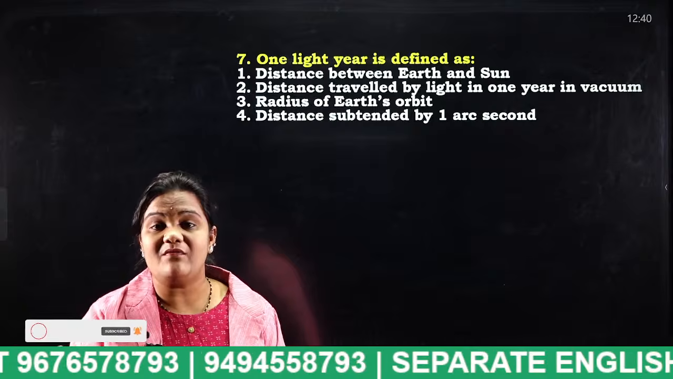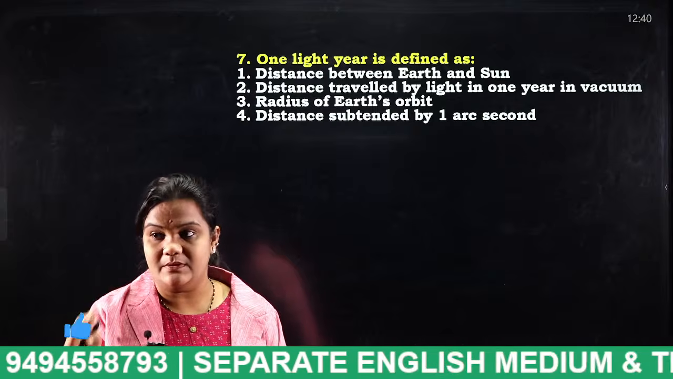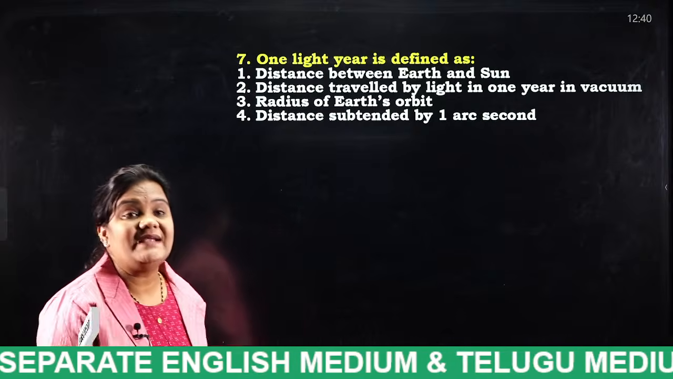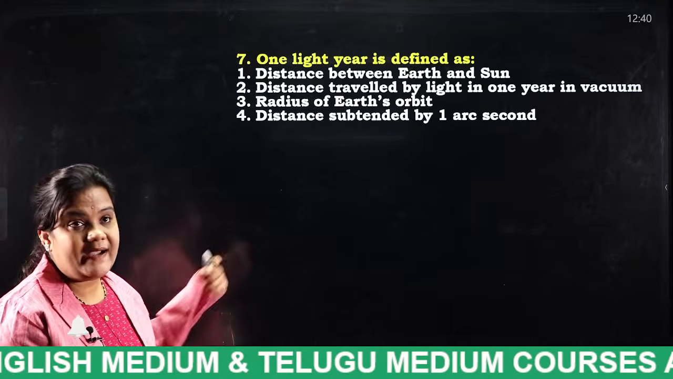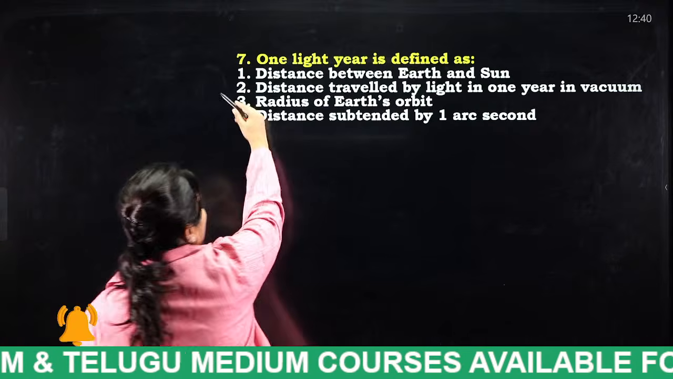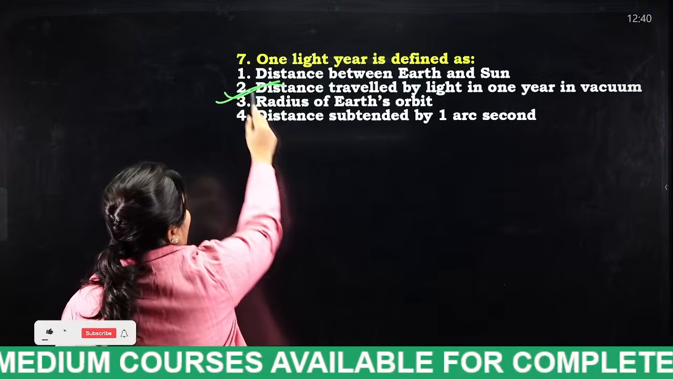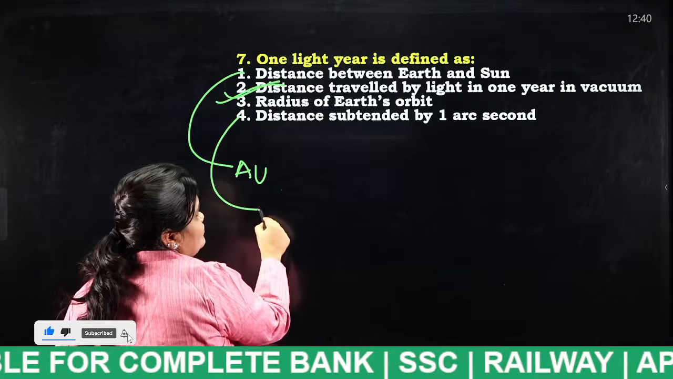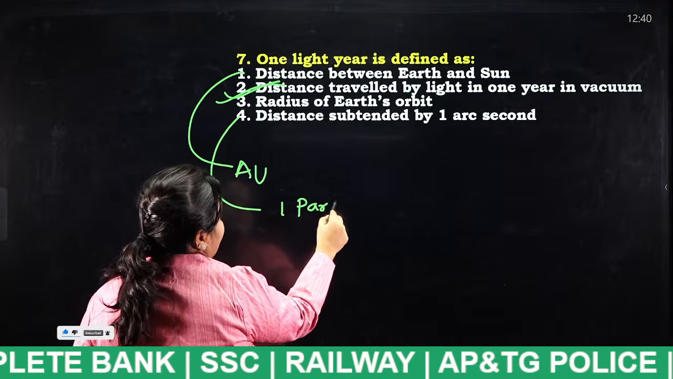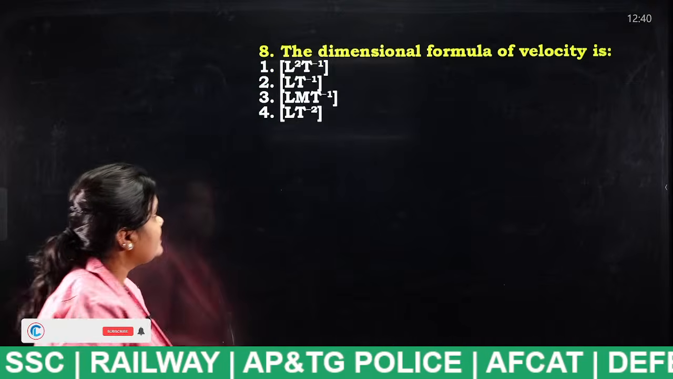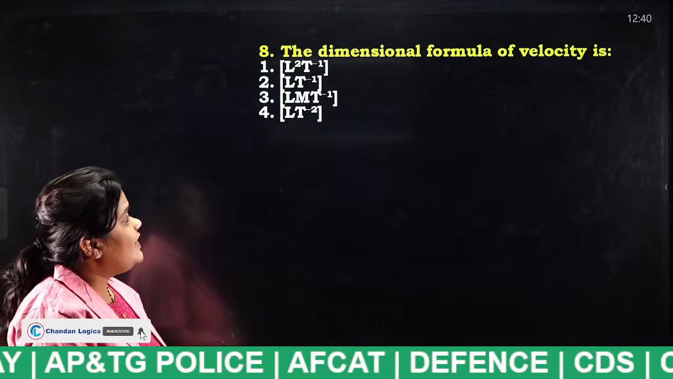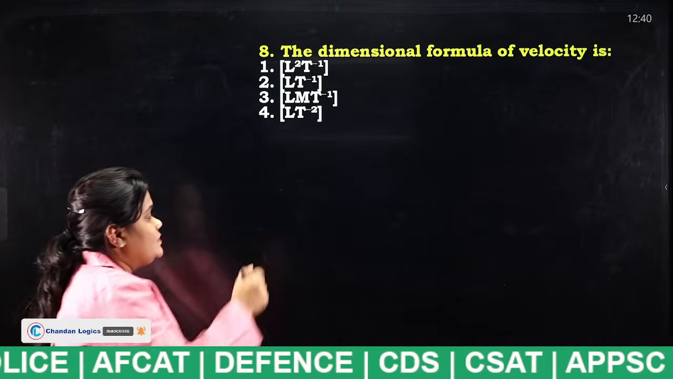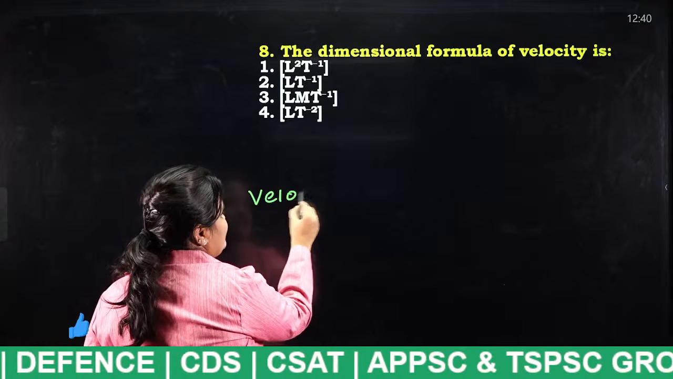And in the similar way, how can we measure the distance of light year in a vacuum? Like 1 light year. So what is the answer? Distance travelled by light in 1 year. And this is known as what? 1 astronomical unit, and this is known as what? 1 parsec. Okay. The dimensional formula for velocity is, so tell me, what is the formula for velocity students?